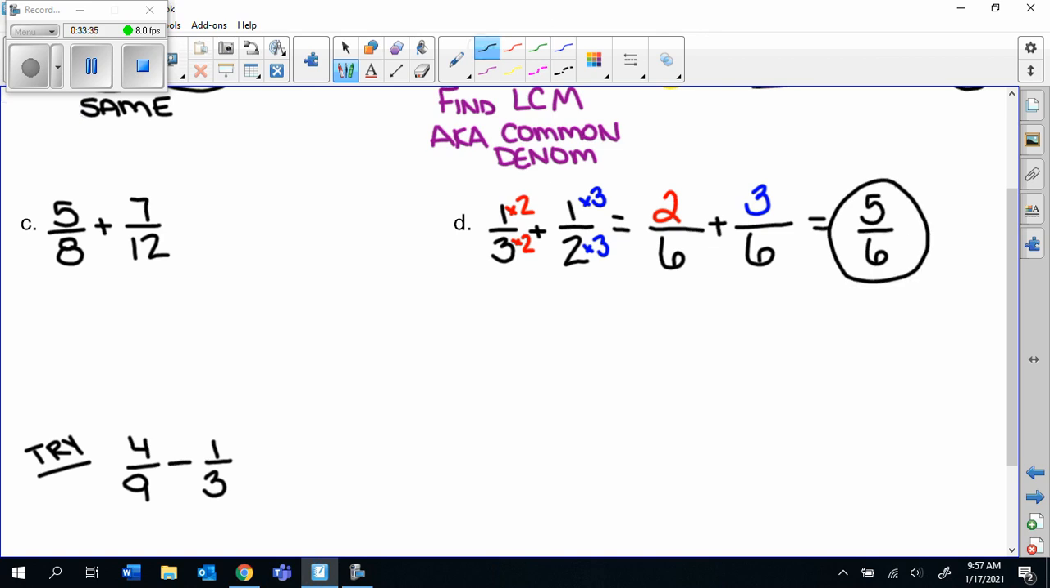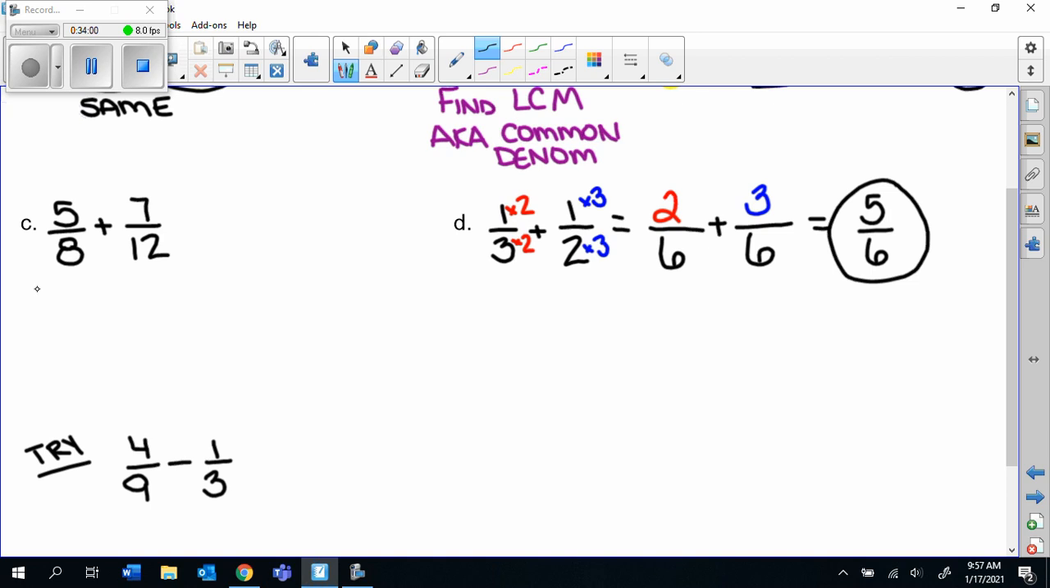All right, 8 and 12. 8 and 12, you can multiply these together. Like here, you would get 96. You're going to get really big numbers to deal with and have to reduce. But if you don't see any other way, you can do it that way. This multiplying situation will work. However, we can find something slightly smaller.